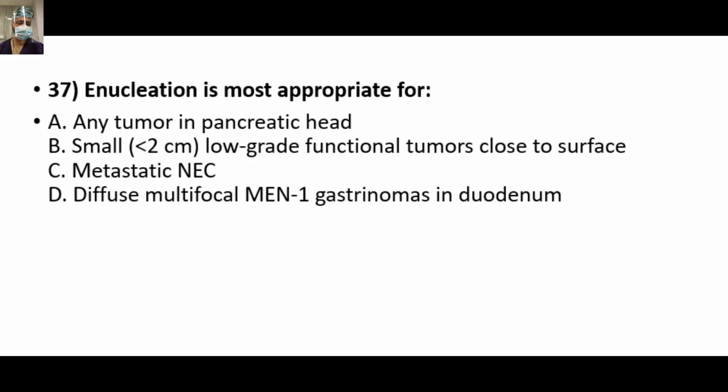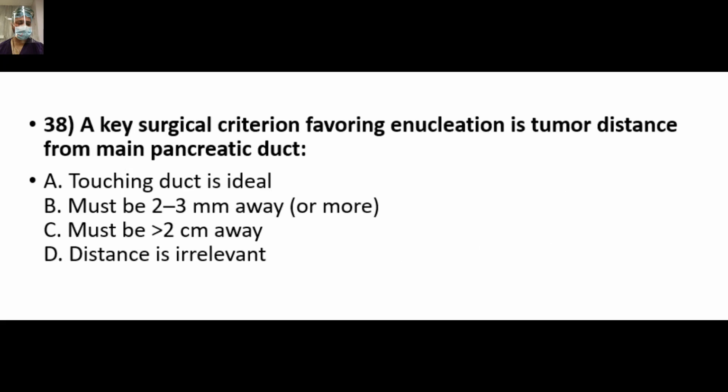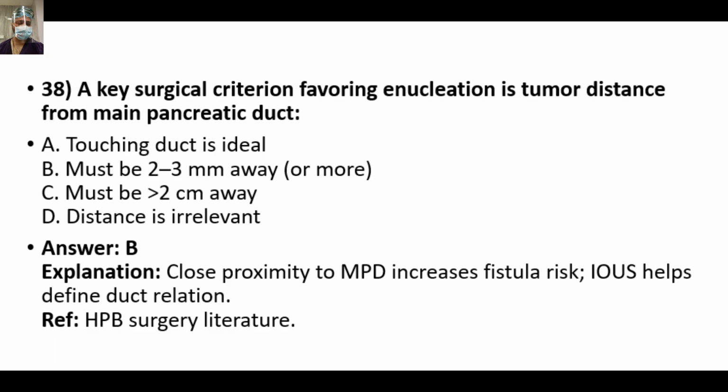Enucleation is most appropriate for, remember the case we have discussed, B: small tumor less than 2 cm, low grade, grade 1, grade 2, may be close to the surface. A key surgical criterion favoring enucleation is tumor distance from the main pancreatic duct. We already discussed, option B, it must be 2 to 3 mm away from the PD. Close proximity to the MPD increases fistula risk. Intraoperative ultrasound helps define the duct relation.